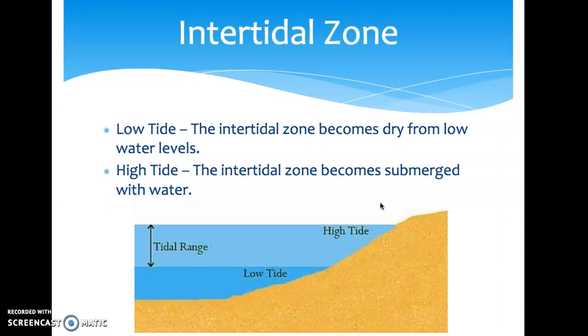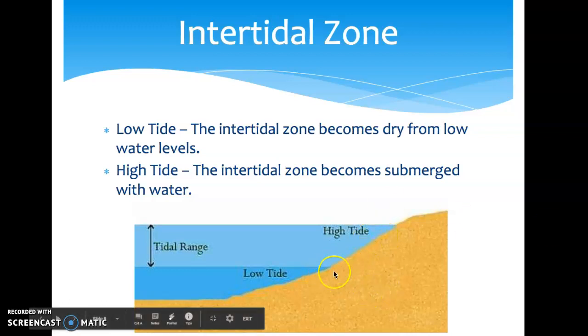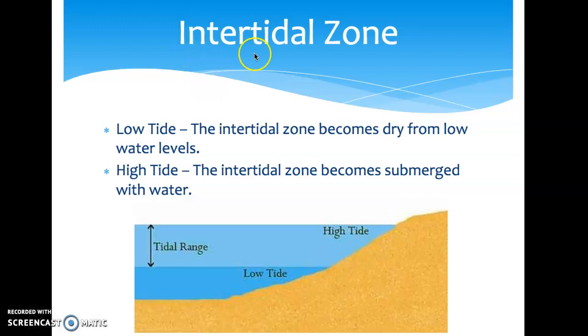As far as the intertidal zone goes, just so you know, low tide is where the intertidal zone becomes dry due to low levels of water. High tide is where the intertidal zone becomes submerged with water. So this zone right here is the intertidal zone. It's between the tides. Inter means between, tidal means tide, in between the tides.